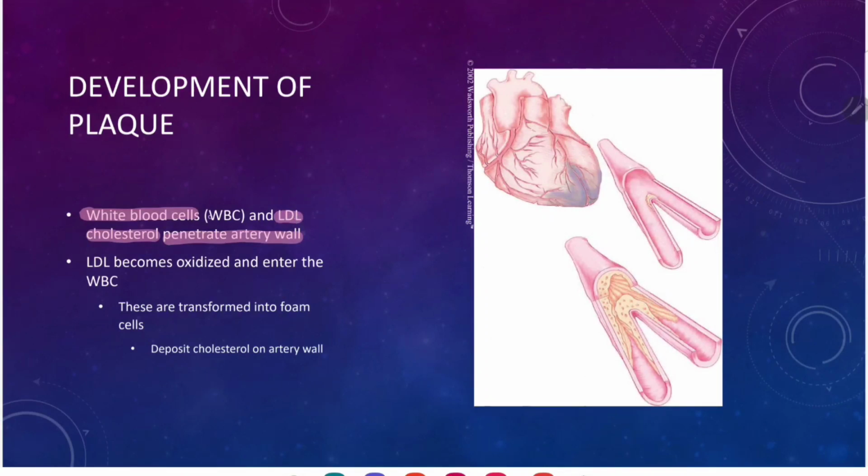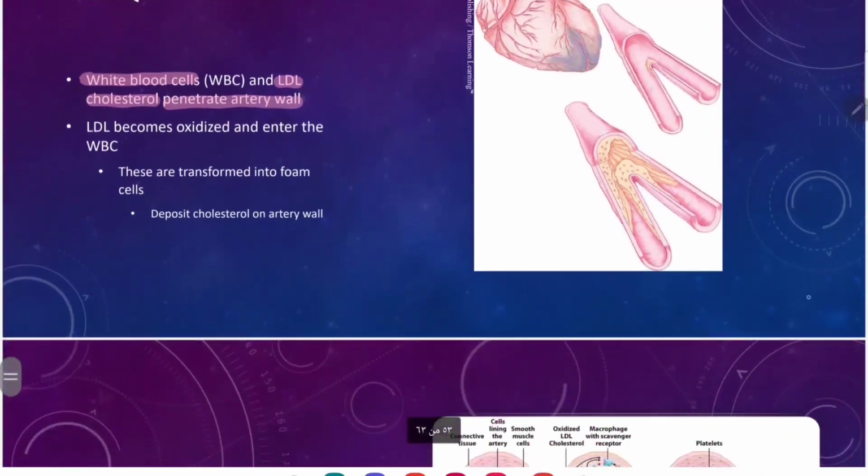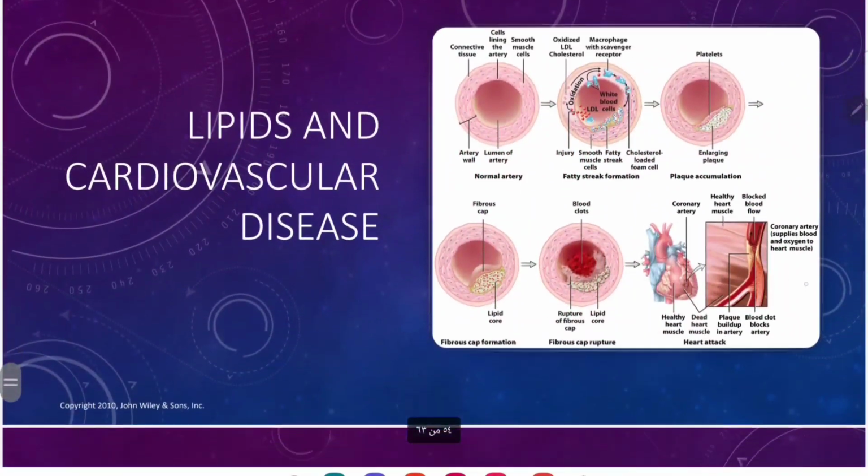LDL, low density lipoprotein, and white blood cells penetrate the artery walls and block the artery. LDL becomes oxidized and enters the white blood cells. These are transformed into foam cells, which accumulate and block the artery, and deposit cholesterol in the artery walls. Here is a picture showing this.